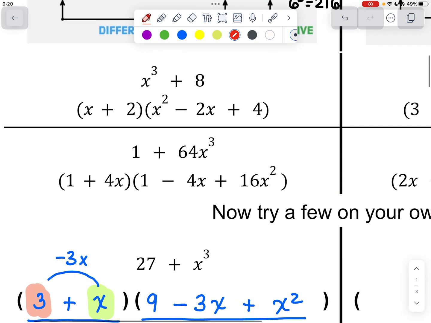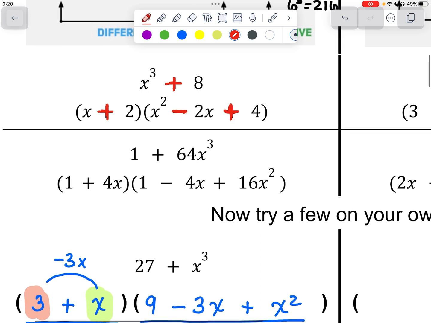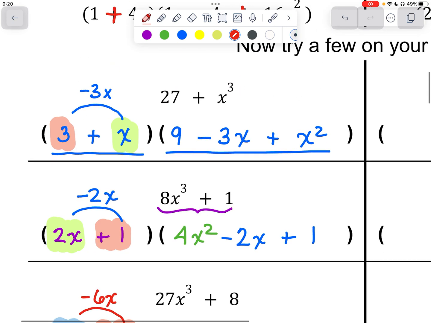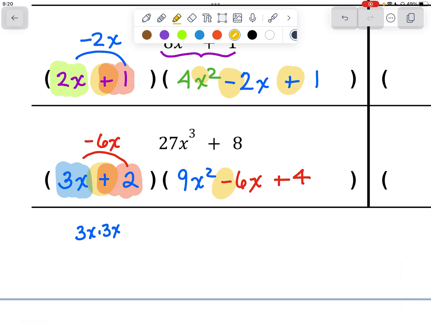So it's probably worth noting that if it's the sum of two cubes, you're going to have a plus sign, a minus sign, and a plus sign. It's always going to be that, plus, minus, plus. Notice it here, plus, minus, plus, plus, minus, plus, plus, minus, plus.